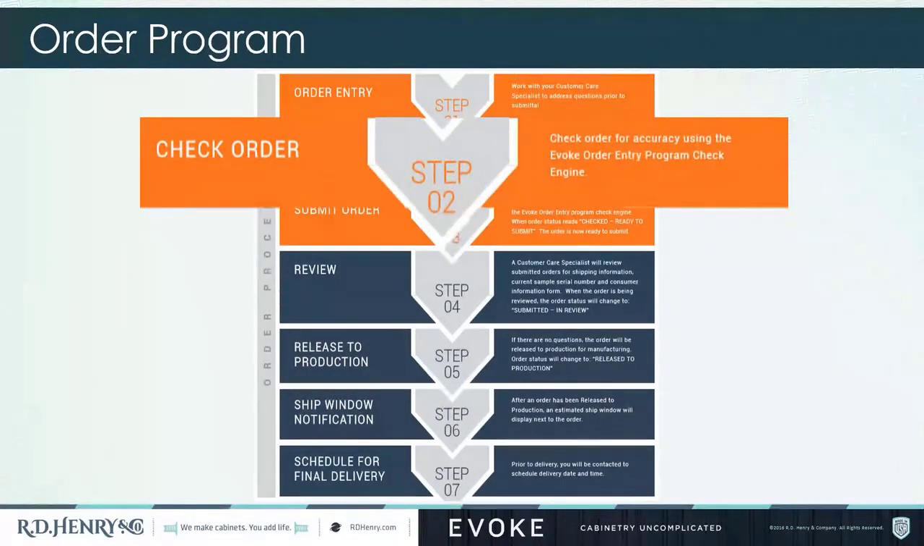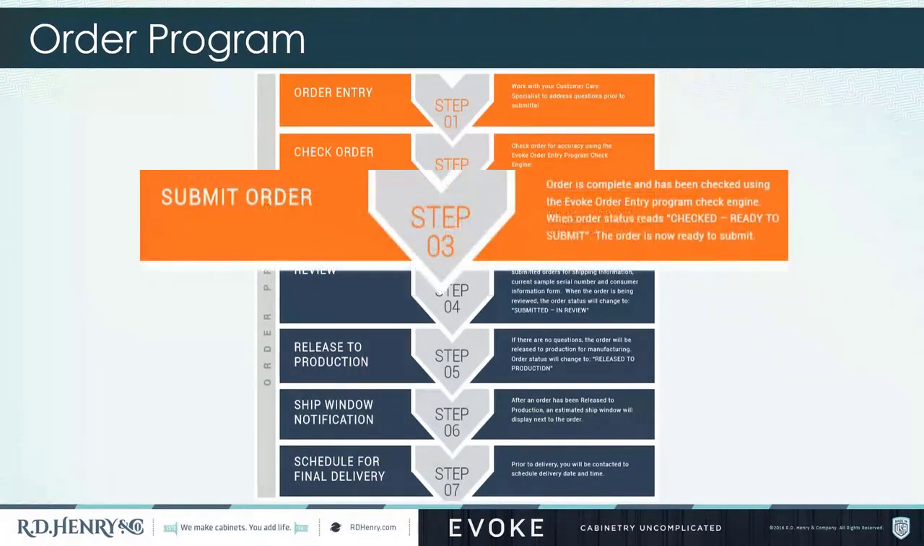And this is where our order entry program will check the accuracy of your order with our check engine to make sure there are no errors or problems that have occurred. Once an order is checked and approved, it will be ready to submit, which is step 3, submitting your order. Submitting an order will send it directly to our system and notify our customer care specialist that you have submitted it.